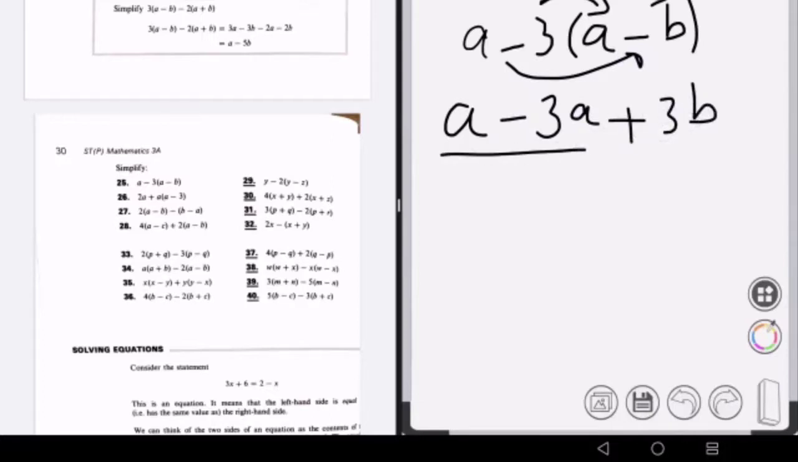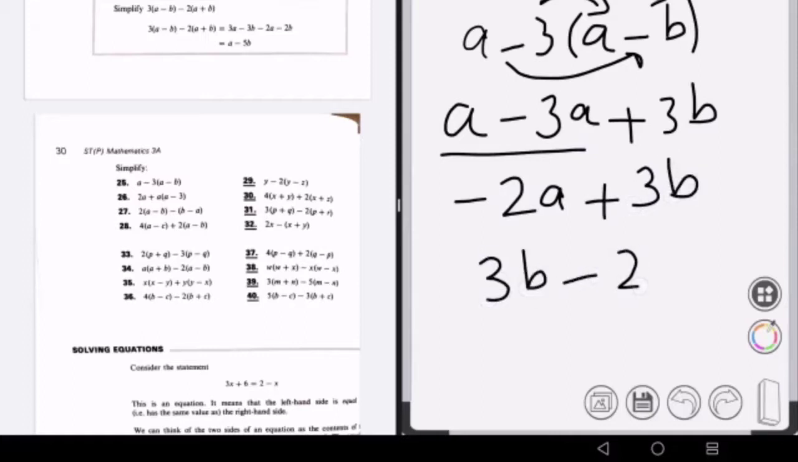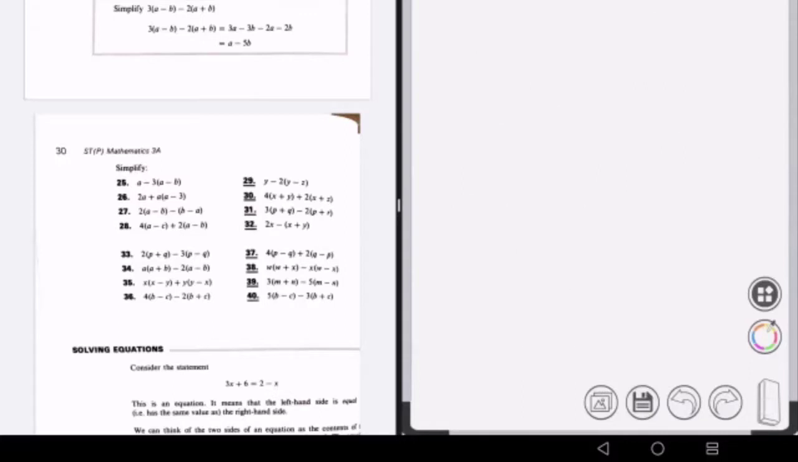Now this a minus 3a will be minus 2a plus 3b. You can write like this also. If you will not write, no problem, that can be the answer. Okay, one last question.